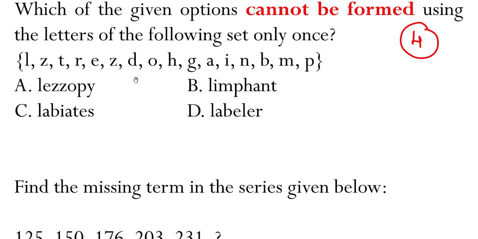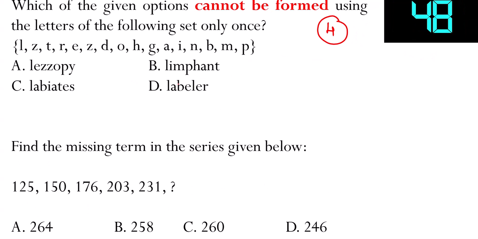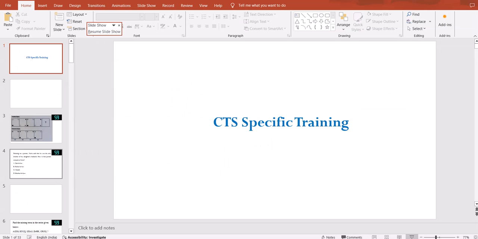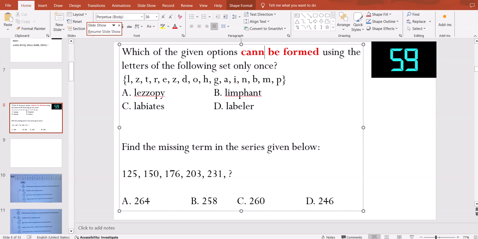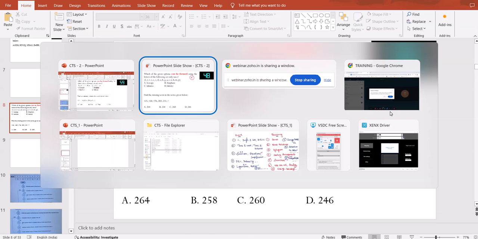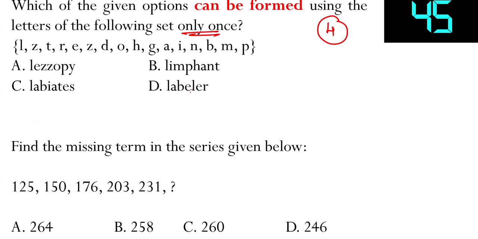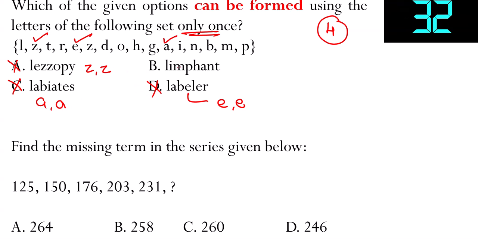Limpant. Actually, the question should be "can be formed." With the remaining options, there is an issue; they should mention this question as "can be formed" only. They clearly mentioned we should use letters only 1 time. Here E is used 2 times, but E is available only 1 time. Here A is used 2 times, but A is available only 1 time. Here Z is used 2 times, but Z is available only 1 time. But in Limpant, all are different letters, each used only one time.